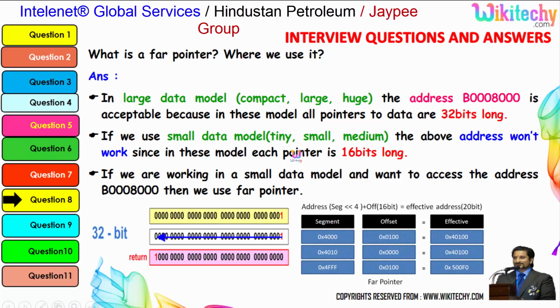So if you are working with a small data model and want to access the large data model, you'll be using a far pointer. From here to access here, you'll be using a far pointer.